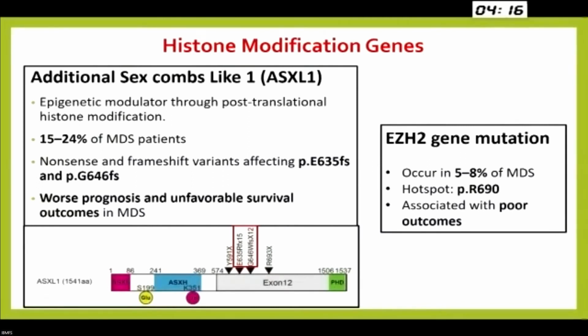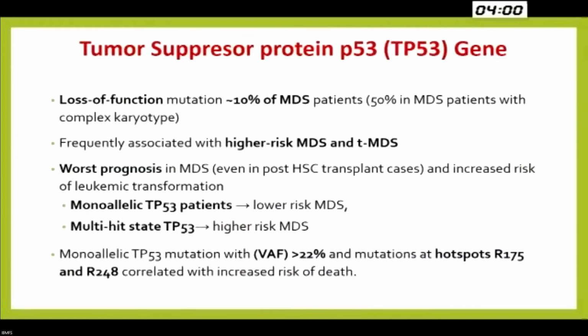ASXL1 is pretty bad, present in about 15 to 25% in different series. Worse prognosis and unfavorable survival outcomes in MDS. And EZH2 is also a histone modifying gene, occurs in about 5 to 8%.